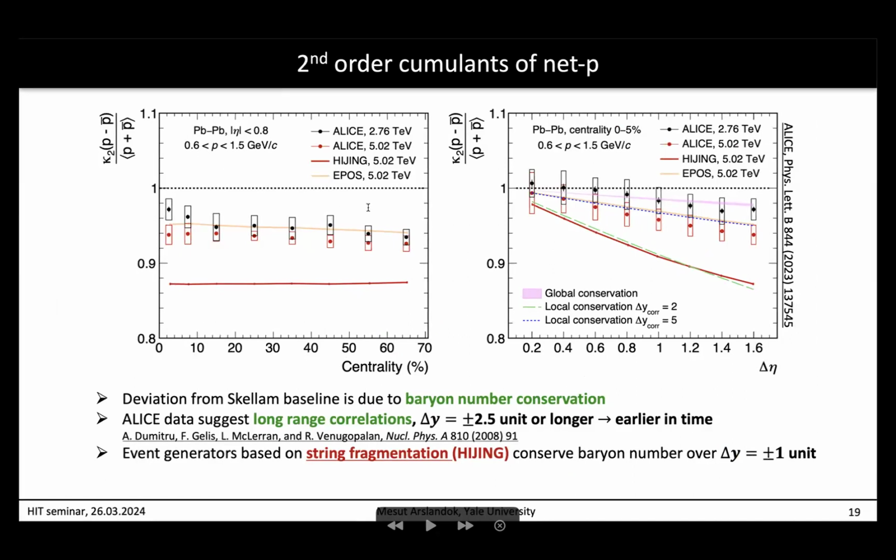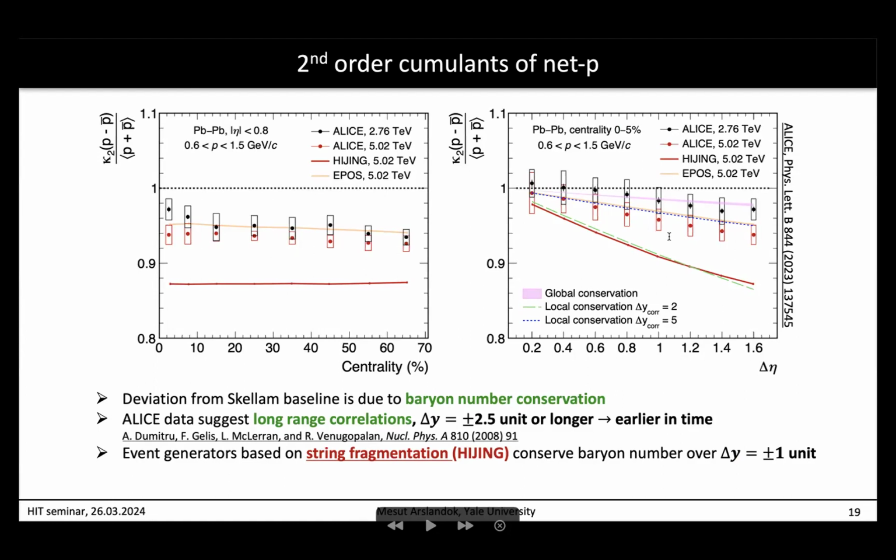The first thing that we see is that, yes, we see a signal, but we need to understand what exactly this signal is. And for this, we also plot HIJING and EPOS, so that we know what exactly is happening inside. And then, as I said, we can try to understand this data in terms of baryon number conservation. We know that baryon number conservation is pulling things down.